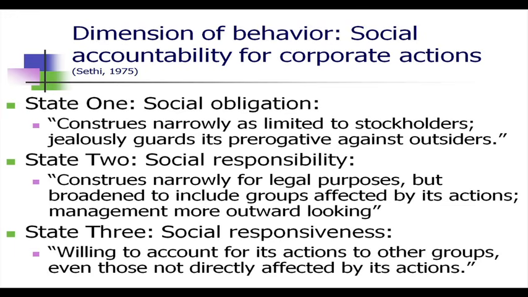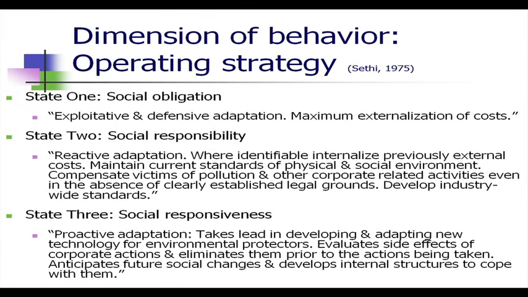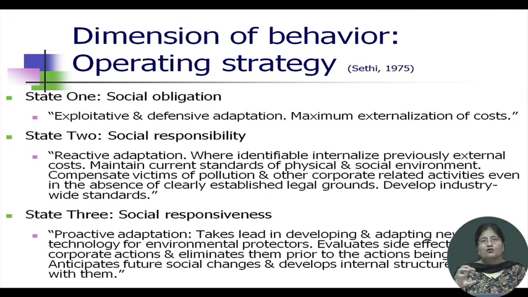So, that is what happens. Then, dimension of behavior, operating strategy. How do you take care of this? State 1, social obligation: exploitative and defensive adaptation, maximum externalization of costs. So, we are very, very careful about how we spend.